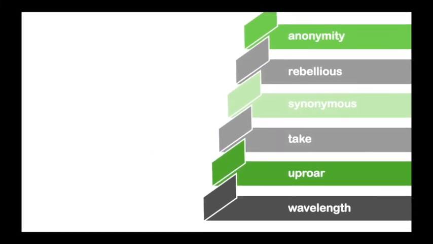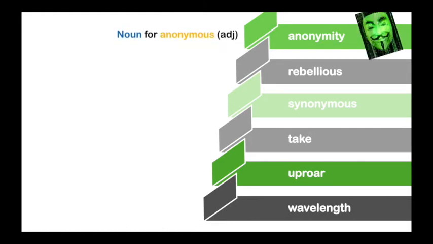So, some of these words that you have to use are anonymity, rebellious, synonymous, take, uproar, and wavelength. I imagine that you already know what anonymity is, synonymous, the word take. Some of you might have difficulty with the word rebellious, and maybe you don't know what uproar or wavelength are. So let's see. What I'd like to say about the word anonymity is that anonymity is the noun for anonymous. Anonymous is an adjective. Anonymity is the noun.